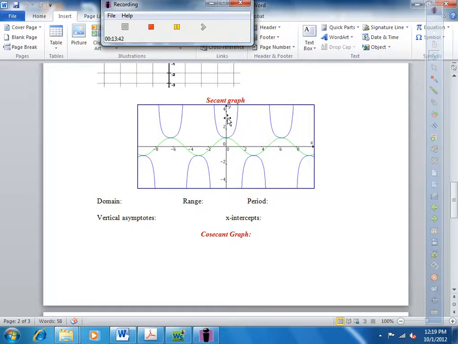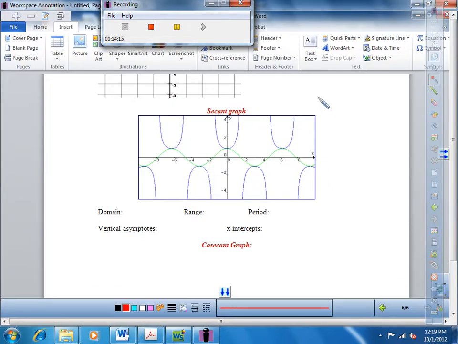Do you think that John can tell us what 1 over cosine is, or 1 over sine is? Cosecant. So what's 1 over sine? Cosecant. Okay, let's continue.